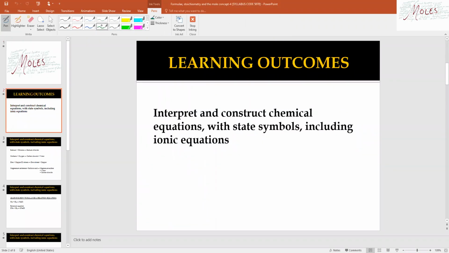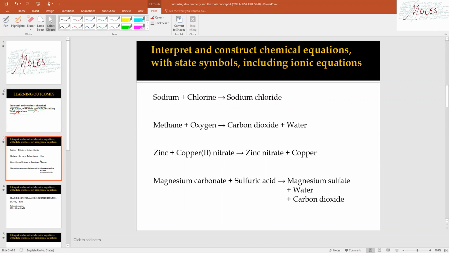In this lesson, I'm going to teach you how to write simple equations from word equations and balancing chemical reaction equations. The learning outcomes for this lesson would be interpret and construct chemical equations with state symbols, including ionic equations. We are not going to do these state symbols or ionic equations in this lesson. Let's write the simple equations for the following chemical reactions.